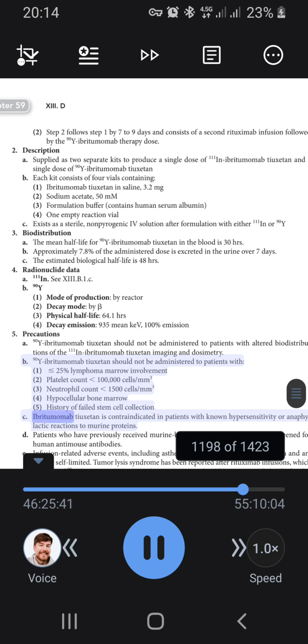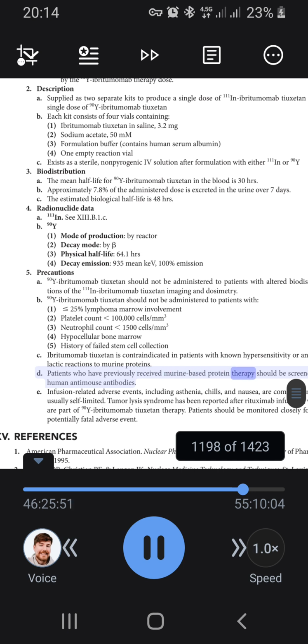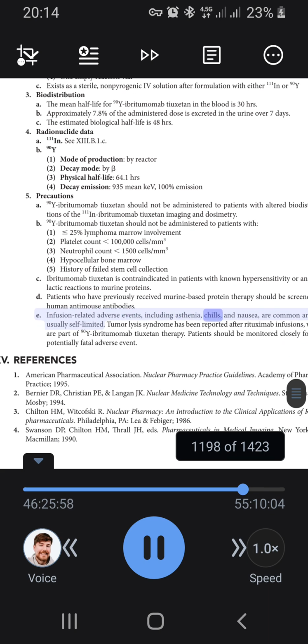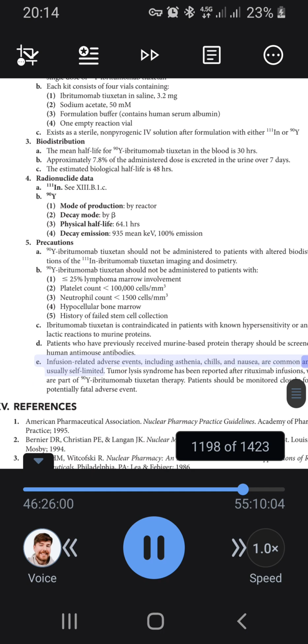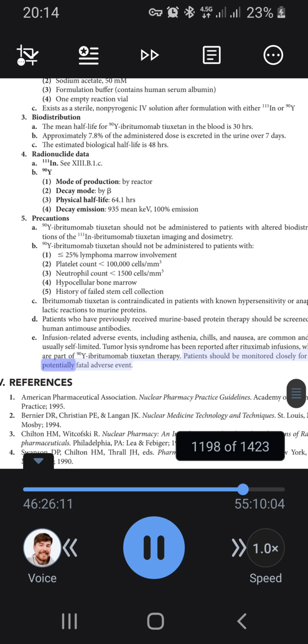C. Ibritumomab tiuxetan is contraindicated in patients with known hypersensitivity or anaphylactic reactions to murine proteins. D. Patients who have previously received murine-based protein therapy should be screened for human anti-mouse antibodies. E. Infusion-related adverse events, including asthenia, chills, and nausea, are common and are usually self-limited. Tumor lysis syndrome has been reported after rituximab infusions, which are part of yttrium-90 ibritumomab tiuxetan therapy. Patients should be monitored closely for this potentially fatal adverse event.